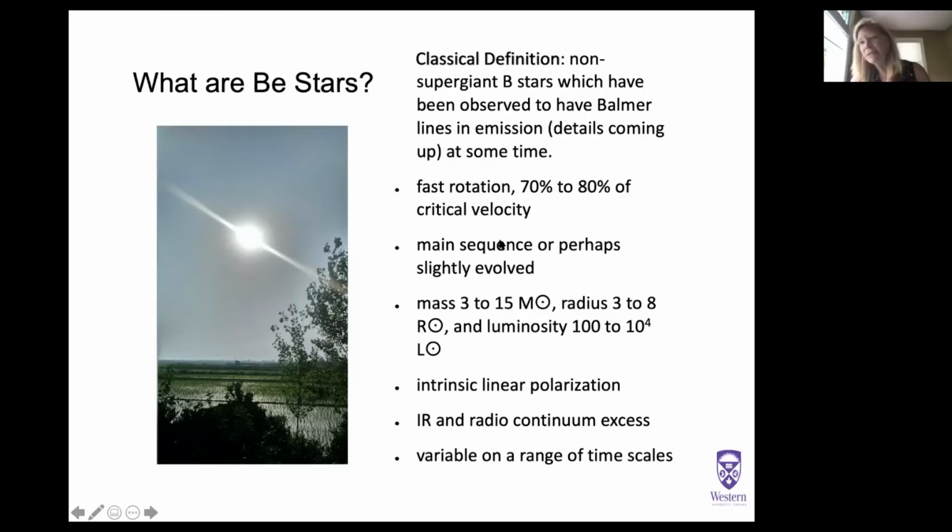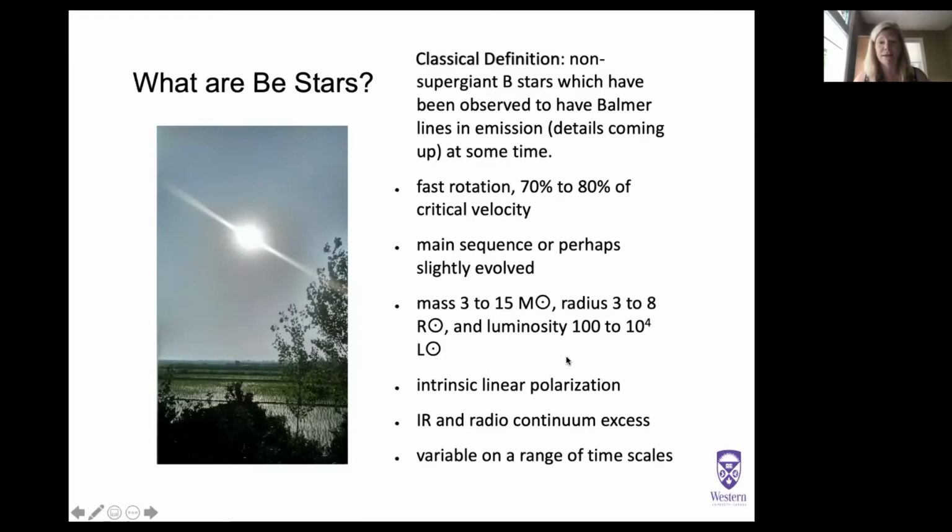Their main sequence slightly evolved. Their masses are like a typical B star. If you took away the disk, for the most part, these stars would look like your average run-of-the-mill B-type star, 3 to 15 solar masses, 3 to 8 solar radii, and luminosities maybe 100 to 10,000 times the size of the sun.